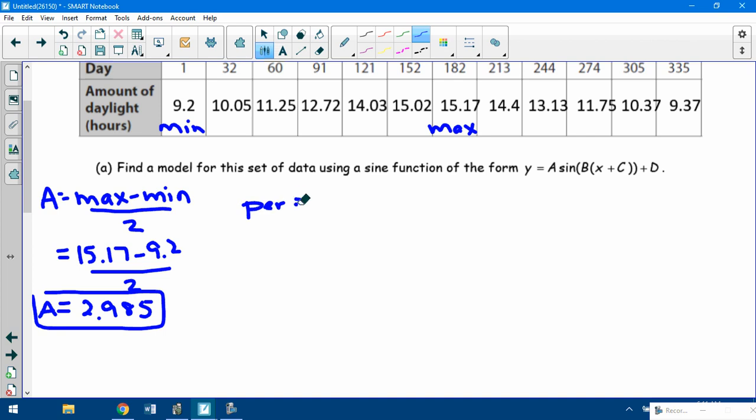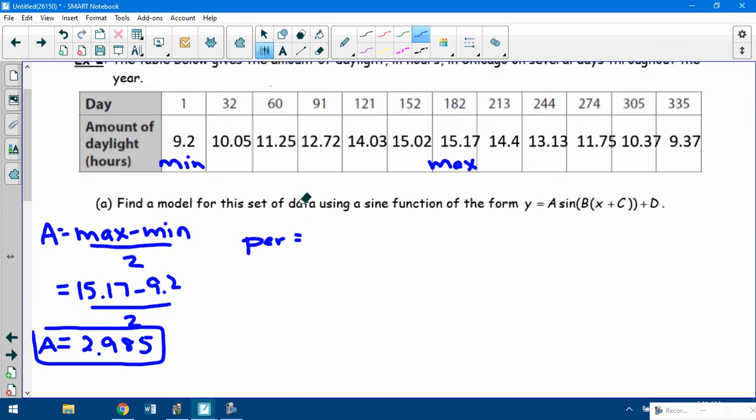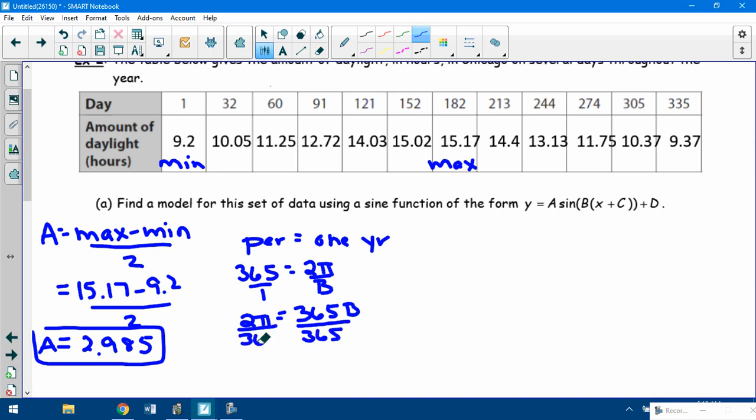Period is how long. Now this time we're not talking about months, we're talking about days. So assuming this is cyclical every year, even though it only goes to 335, be a little smarter than that. Period is 1 year. So we're going to say 365 equals 2 pi over b. Cross multiply, we get 2 pi equals 365b divided by 365, and that's not going to reduce at all, so b is 2 pi over 365.